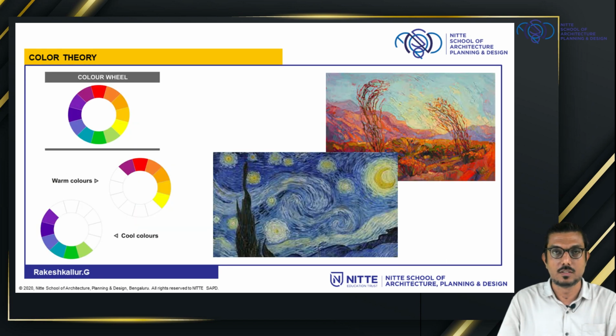Cool colors and warm colors. Yellow to violet are called warm colors. Green to purple are called cool colors. Here is the example of the cool colors and the warm colors.